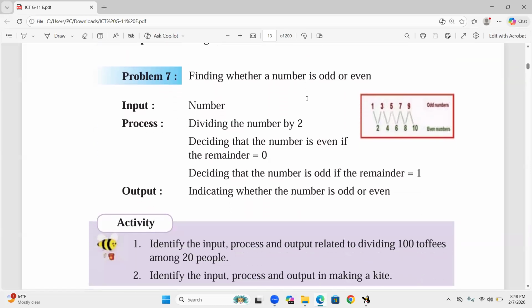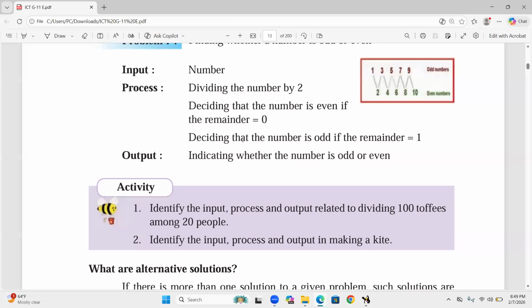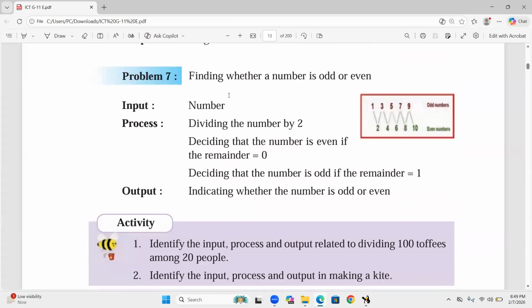Then problem number 7 is finding whether a number is odd or even. The input of this process is a number. Then the process is dividing the number by 2, deciding that the number is even if the remainder is 0. That means if the remainder is 0, the number is categorized under even numbers. Otherwise, it is an odd number. So the output of this process is indicating whether the number is odd or even.